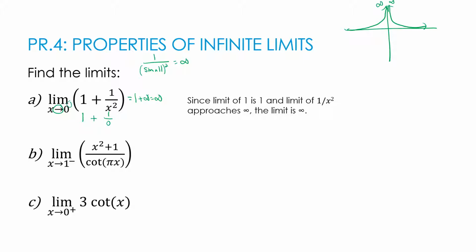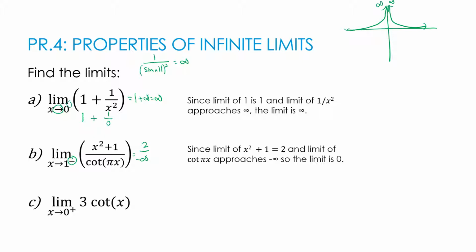Looking at the next one, again, I can use direct substitution even though it's one-sided. I can use direct substitution on the top. 1 squared plus 1 is 2. On the bottom, however, I'm looking at the cotangent of pi times x, which is pi times 1. So basically I'm saying as I get closer and closer to pi, what is the value of cotangent? And what I find is that value is negative infinity.